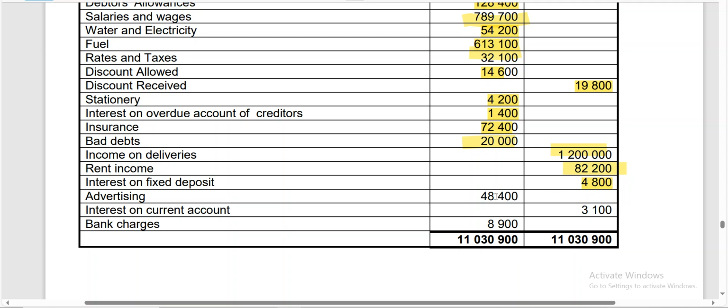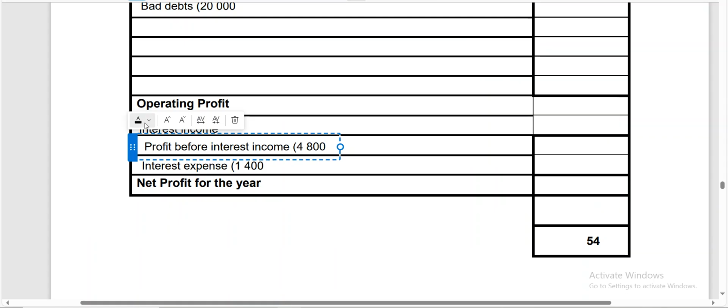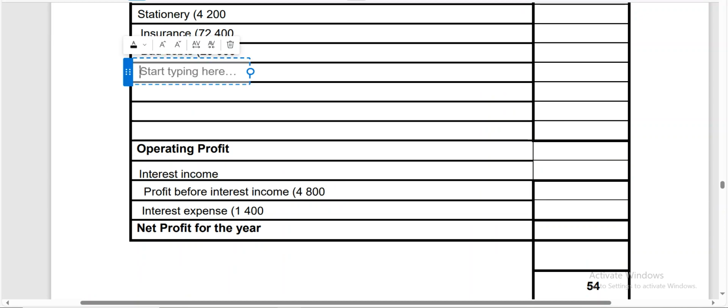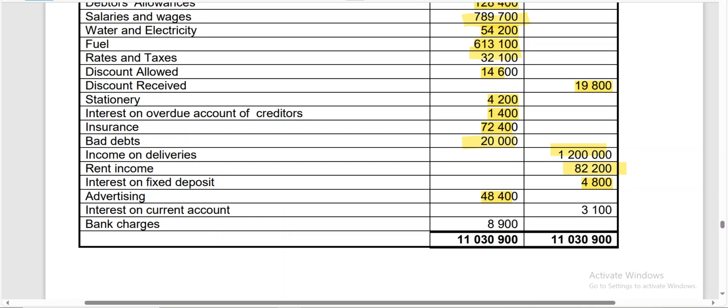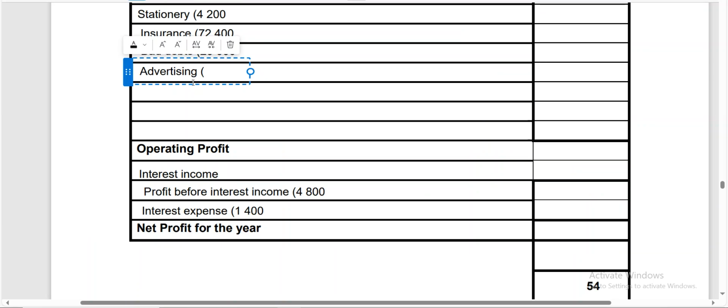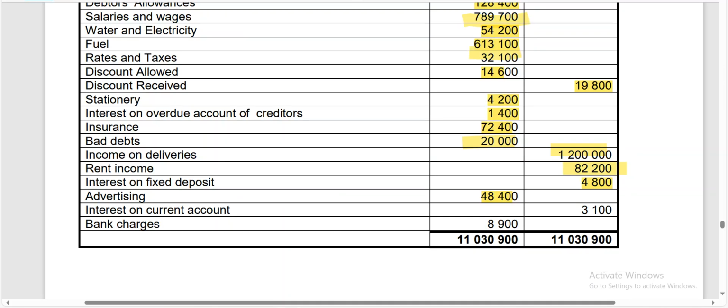And then we also have advertising for 48,400, so that advertising will come here. So we have advertising, and the answer is 48,400, so that 48,400 will come here. Okay, and then after this we would have interest on current account.